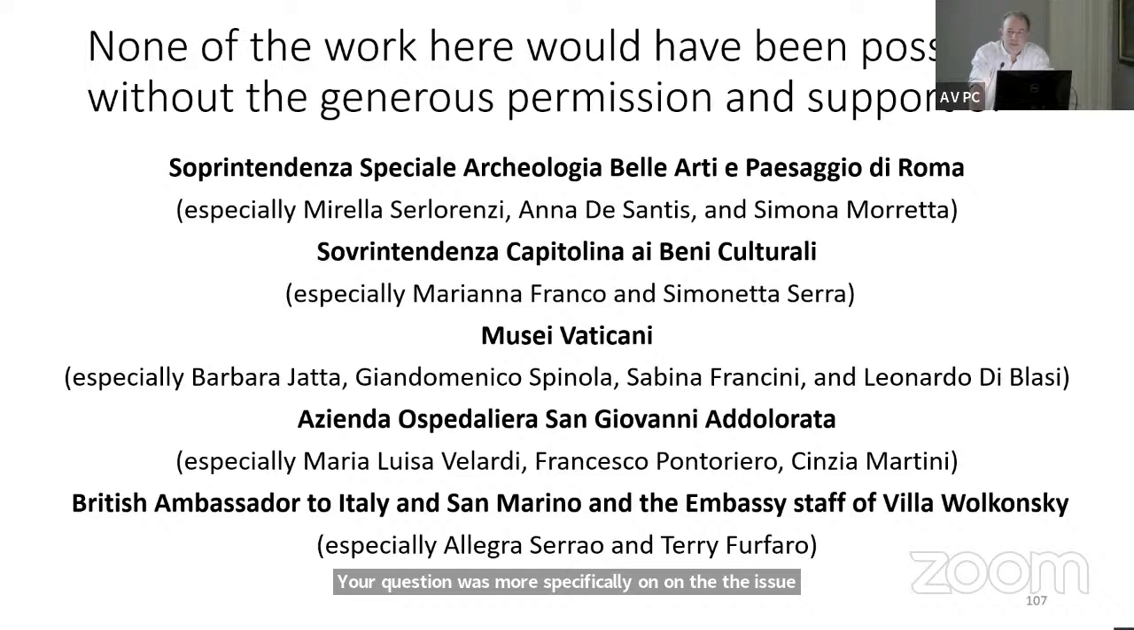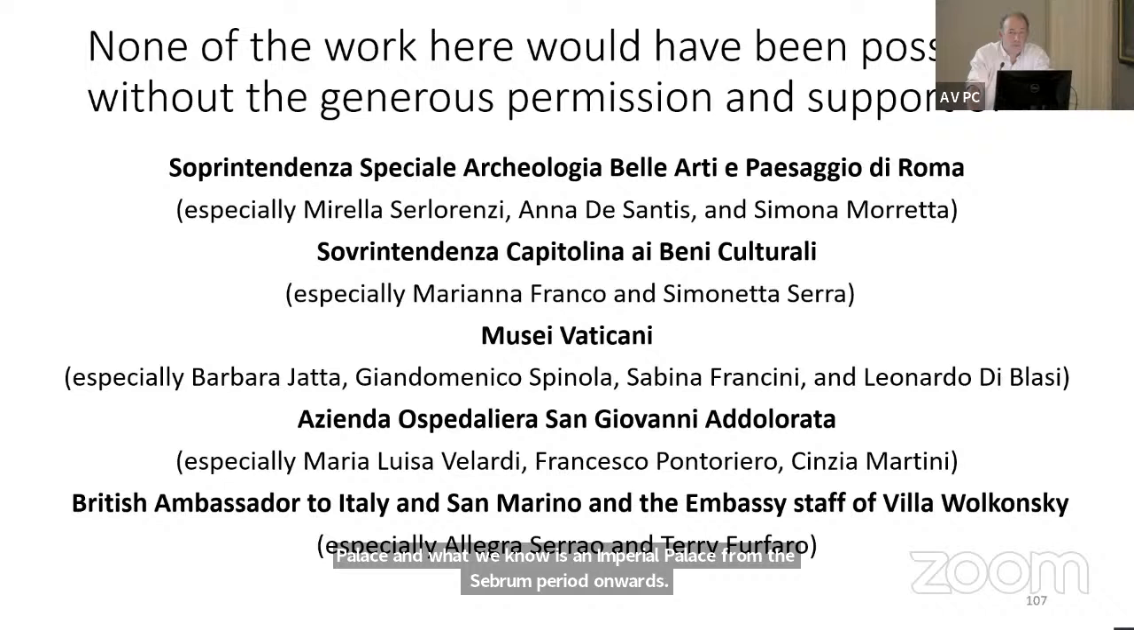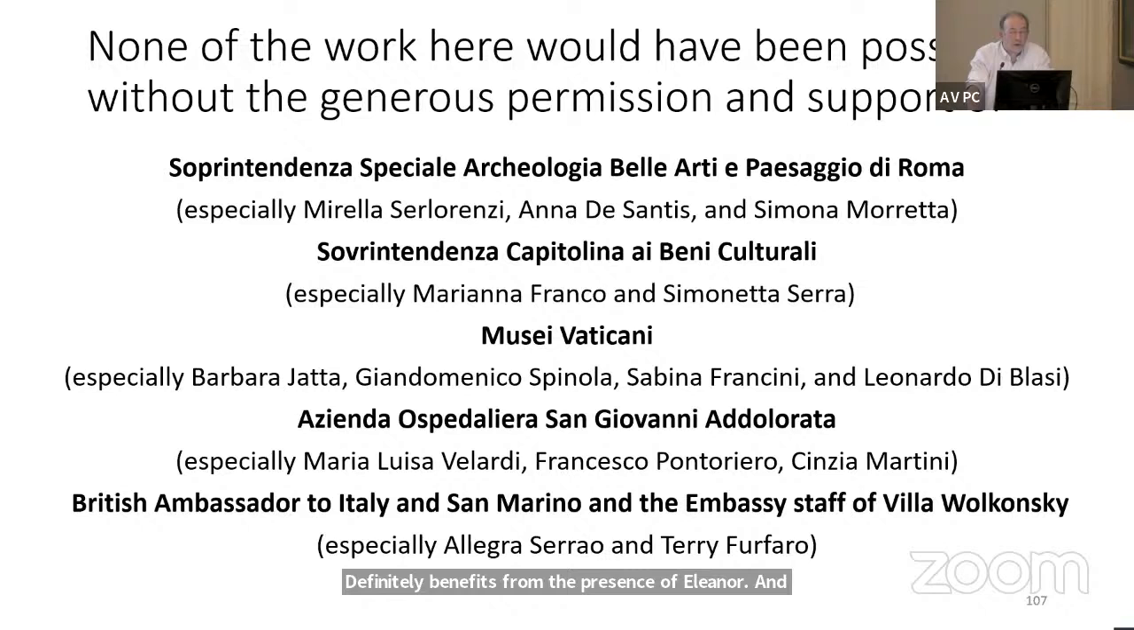Yes, I think what we are seeing is imperial agency here very clearly. I think that this part of the imperial palace, and what we know is an imperial palace from the Severan period onwards definitely, benefits from the presence of Elena. And there is investment in the area, not only in what becomes the basilica itself, but in the substantial adjacent bath suite and in some of the other residences nearby. So yes, these are cases where, as you will appreciate, the structural archaeology doesn't necessarily come with always a very clear, tightly datable link to a particular imperial agent, but I'm absolutely sure that the presence of the Empress will have had a significant set of implications for how that area was transformed.